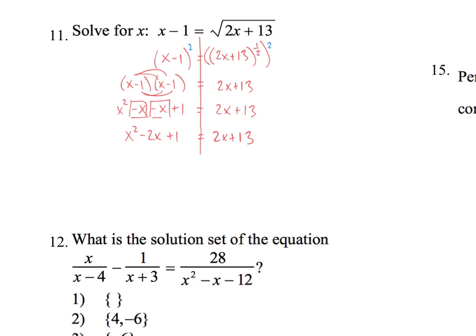And I see a quadratic forming. I have an x squared, so I'm going to have a quadratic. I can't double bubble this until this side equals 0. So I'm going to move all of these things over. I'm going to take this 2x from this side, and I'm going to take this 13 from this side. I can do that all at once too if I want to. Now I have x squared minus 4x minus 12 equals 0, and I hope that it double bubbles, and it does.